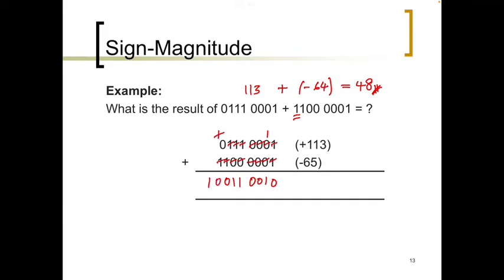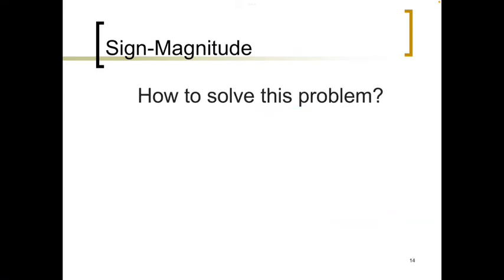As you can see here, we have 1 here, that means we have a negative. And if you convert this, I give you a shortcut, you will get 15. So this also gives a wrong answer because of this sign. That is why we need to solve this problem.